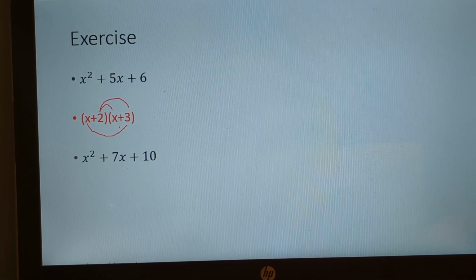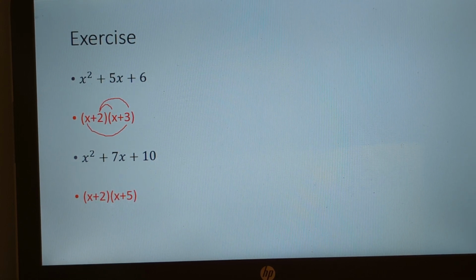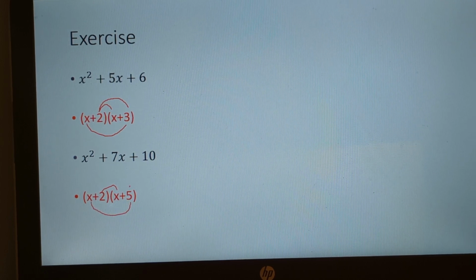For the second one, you should have x plus 2 and x plus 5. This is because if you do, again, the 2 times the x and the 5 times the x and add those together, that gets you the 7x. And if you do the 2 times the 5, that gets you the 10.